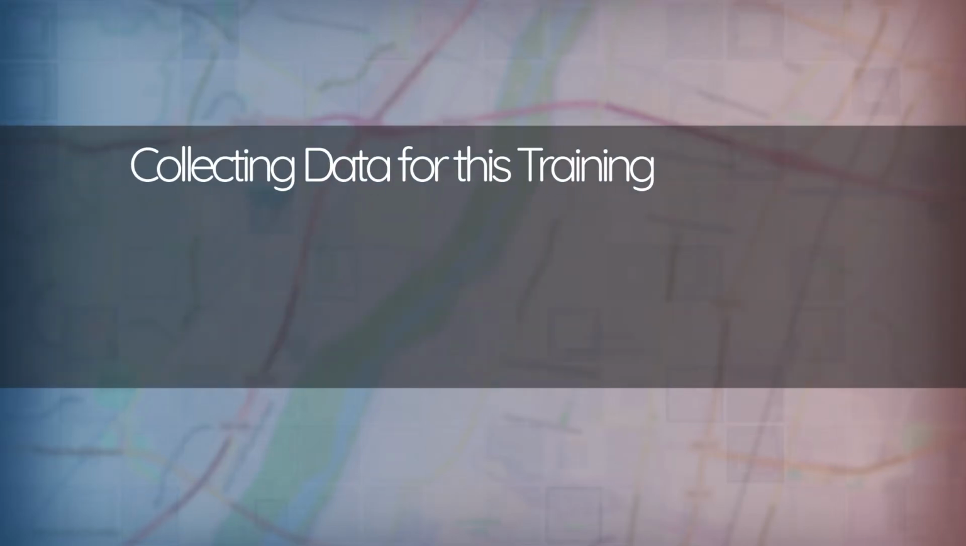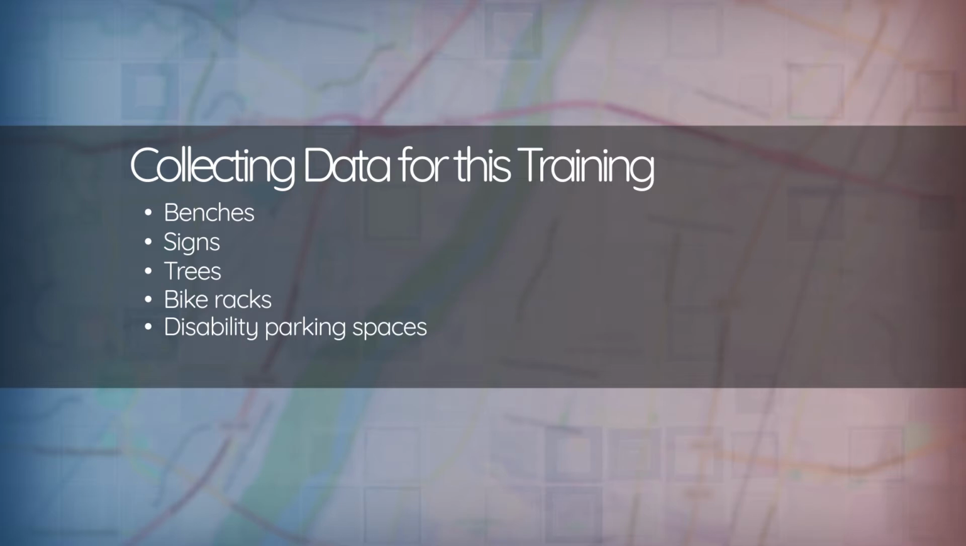For the purposes of this online workshop, we suggest collecting data about some features that you are likely to find rather easily regardless of your location. Things like benches, signs, trees, bike racks, and disability parking spaces. These are just suggestions. You can substitute your own choices if there are other features you would rather map.